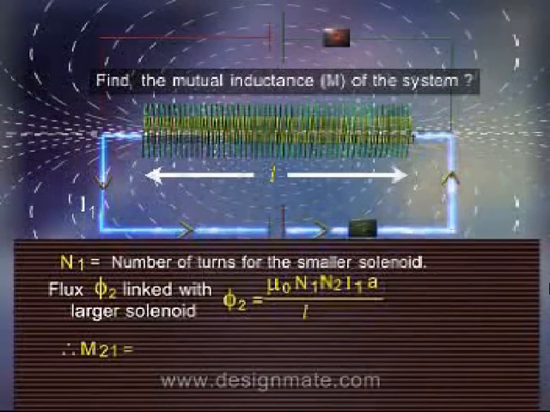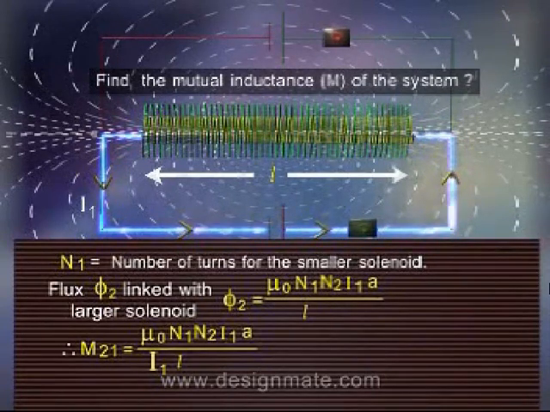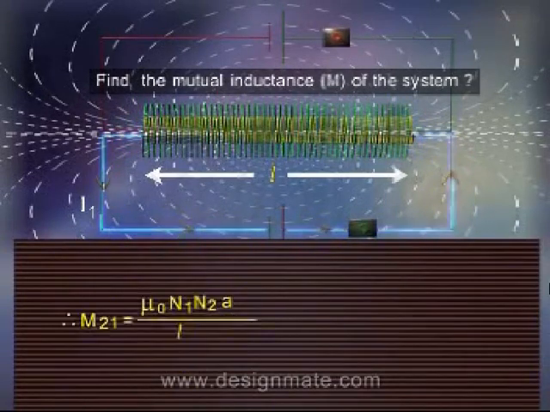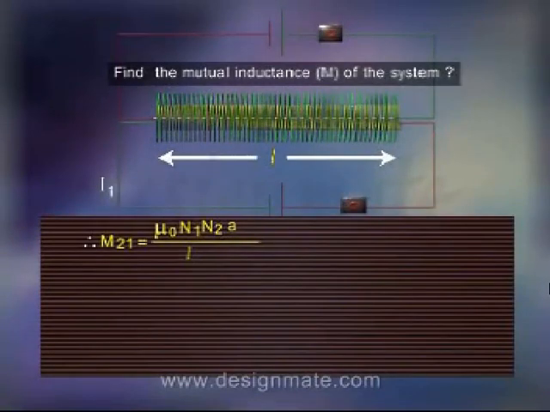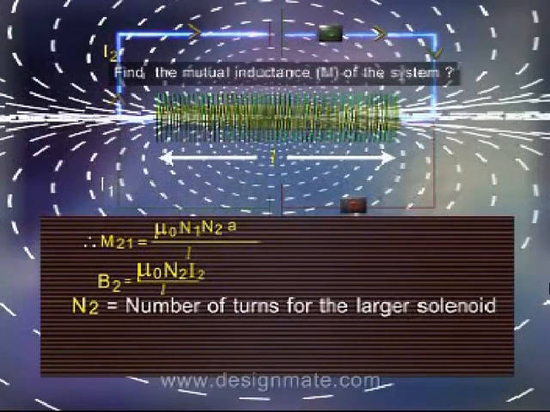Therefore, M21 is equal to phi2 upon I1, that is equal to mu 0 N1 N2 A upon L. If we now consider the situation in which a current I2 is flowing through the outer solenoid, the field inside it is given by mu 0 N2 I2 upon L, where N2 is the number of turns for the larger solenoid.